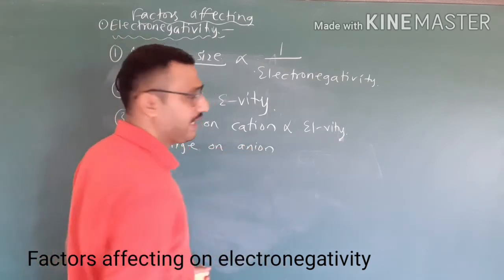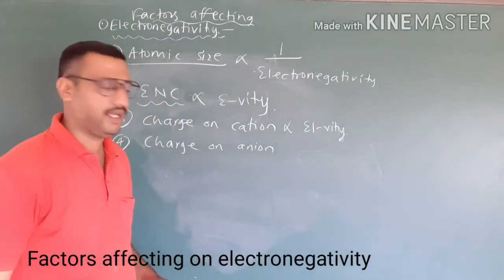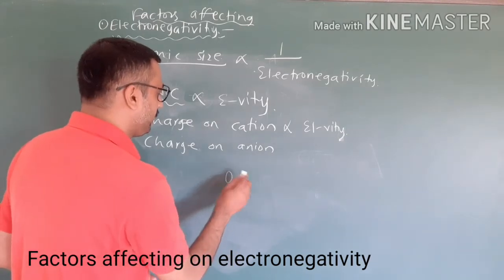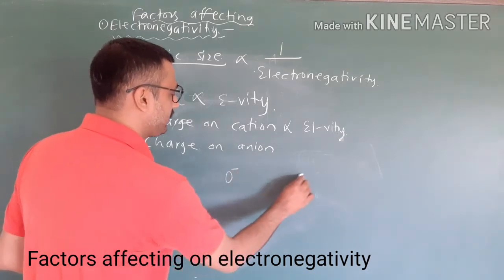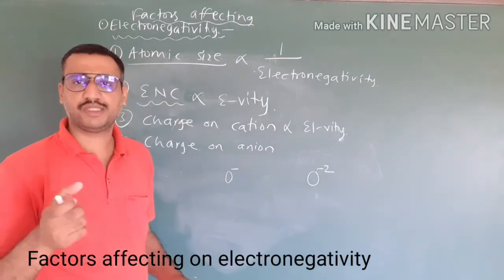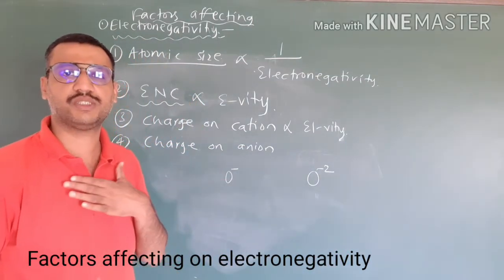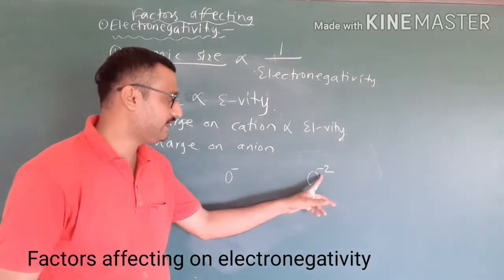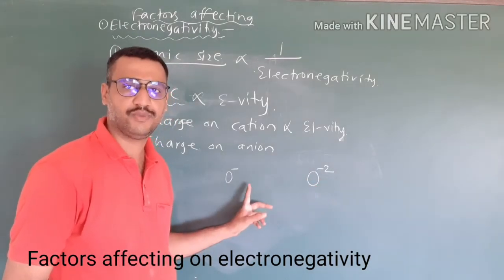Then the next factor is the charge on the anion. We know that anions are negatively charged ions, and say for example somewhere in a compound we have O minus and O 2 minus. So which will pull electrons towards itself more?